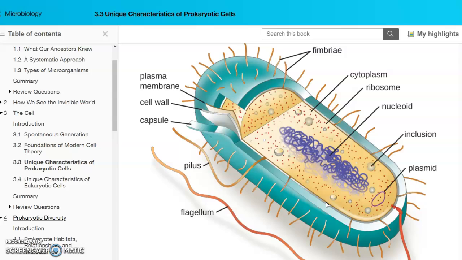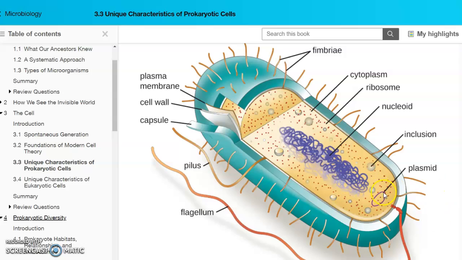Inclusions can contain any number of substances that can be used for storage by the cell. We'll talk about some of these a little bit later on when we talk about specific bacteria. But for now, just keep in mind that inclusions can be substances that need to be stored in the cell for whatever reason.